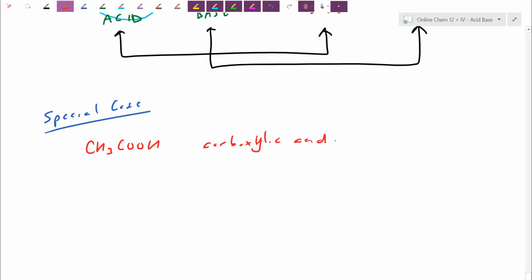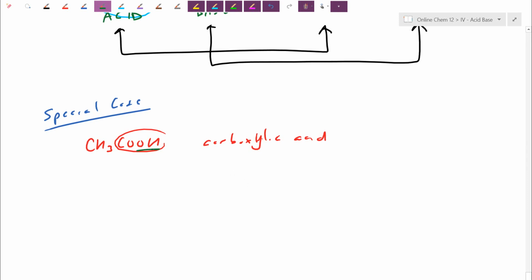All carboxylic acids have this COOH grouping. So I don't really care what's on the end of this one here. This one here may look like it's a base, but we had talked about earlier, well, the carbon and the oxygen bond is covalent. That bond doesn't break. In fact, because of resonance, this one here only breaks out to form the H+. So just look out for that here.